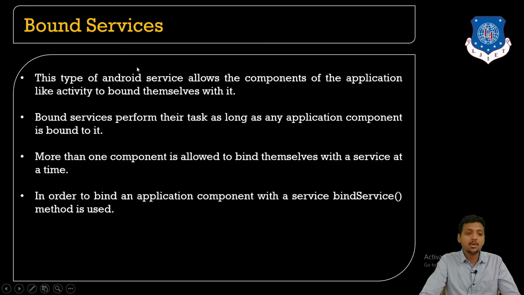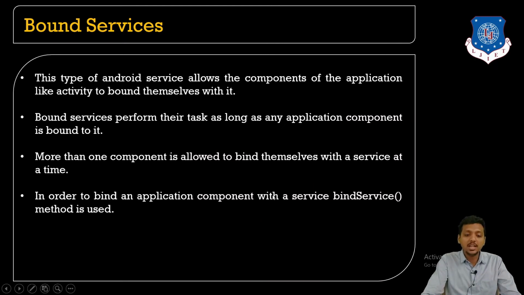Now, next is bound services. This type of Android service allows a component of the application, like an activity, to bind itself to it. That means one component is bound with another. Bound services perform their task as long as any application component is bound to them. More than one component is allowed to bind to a service at a time. Once the service is completed, the bound components get released.